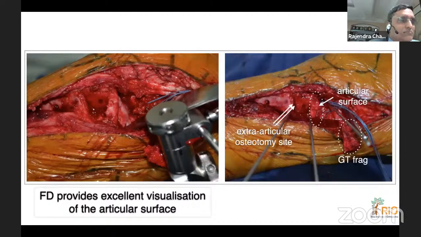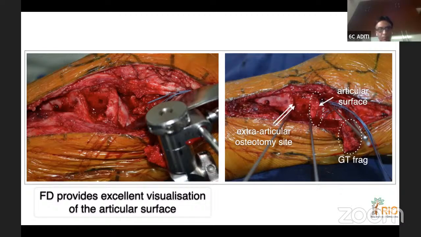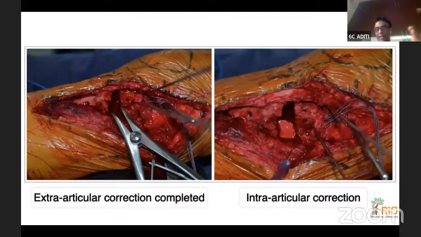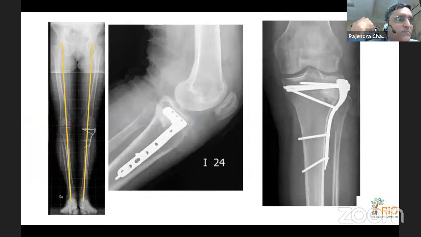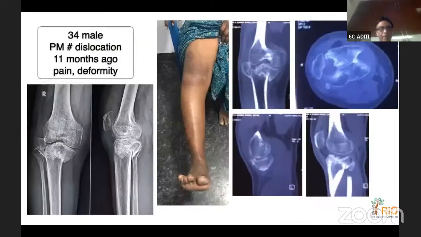Use of a femoral distractor gives you great access to the articular surface. Again, same principles, an extra-articular distraction, and then focus on intra-articular correction, where we do an intra-articular osteotomy using joysticks, control both fragments, clamp them together, and then complete our fixation after supporting those elevated condyle fragments. And this is what we ended up with. As you can see, pretty good restoration of the articular surface and the axis, we got it right.